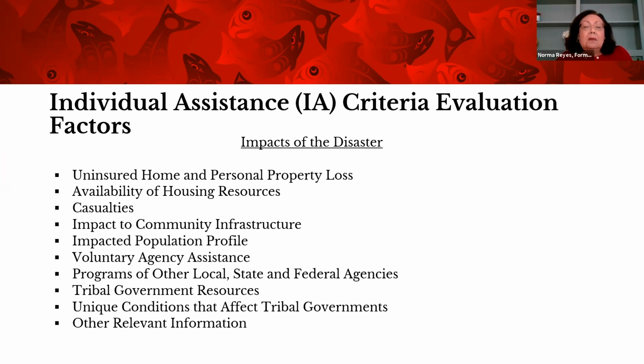Then voluntary agency assistance: were you working with VOAD and different voluntary agencies for assistance, and programs of other local, state, and federal agencies that may be available but that you were not able to obtain? Then tribal government resources, like we discussed, and unique conditions that affect tribal governments. Those are primarily the things they will be looking for in the individual assistance criteria evaluation factors. Again, it's important that you identify as much as you can and provide any information to FEMA so they can look at all this. If you look at this list, it's something you'd want to include in the letter that you might submit to FEMA asking for assistance. Next slide.